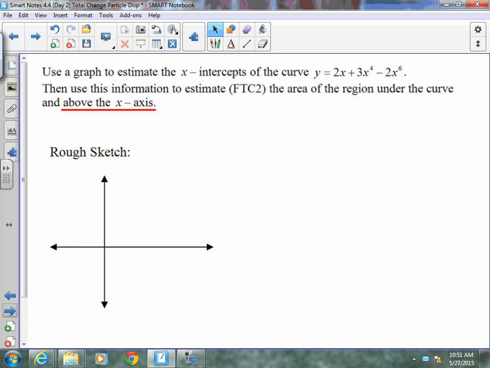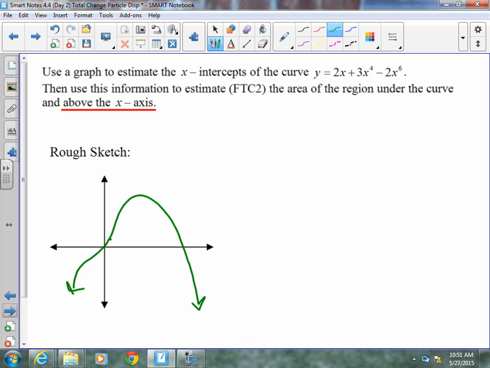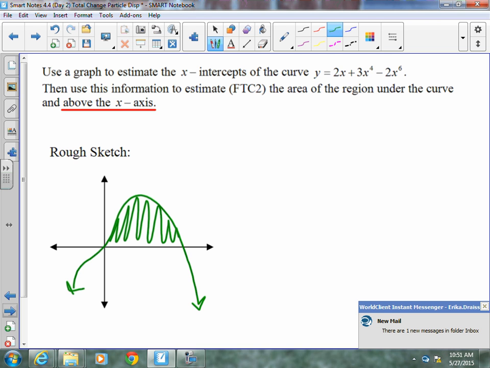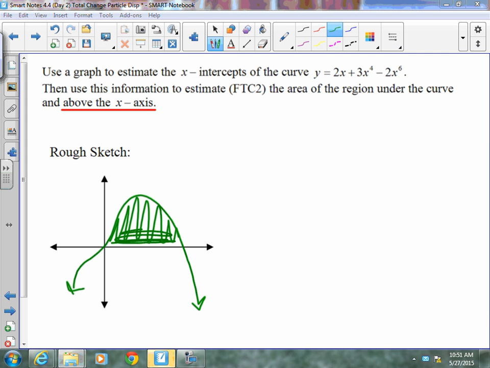Use a graph to estimate the x-intercept of the curve y equals 2x plus 3x to the fourth minus 2x to the sixth. Then use this information to estimate f(2). Here's what this graph kind of looks like. They want us to estimate the area of the region under the curve and above the x-axis. So we're estimating this portion here. We find that this intersects at 0, 0, because we graph that and look for the zeros, and this is 1.37 something to 0.